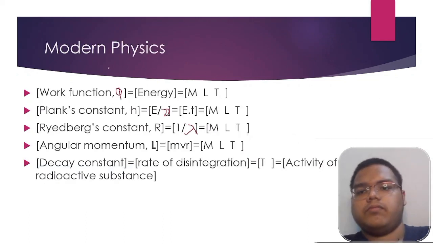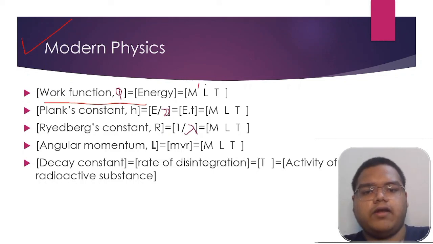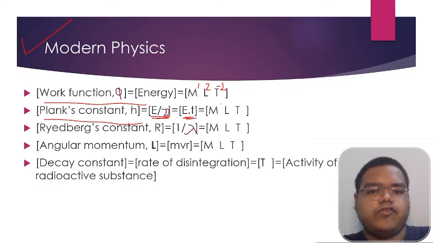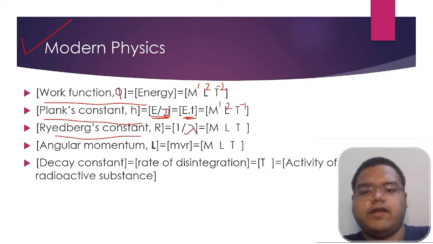Next, modern physics. Work function will have the dimension of energy, that is M to the power 1 L square T to the power minus 2. Planck's constant H will have the dimension of energy by frequency, or energy multiplied by time, so it will be M to the power 1 L square T to the power minus 1. Rydberg constant RH will have the dimension of 1 by lambda, or M to the power 0 L inverse T to the power 0.